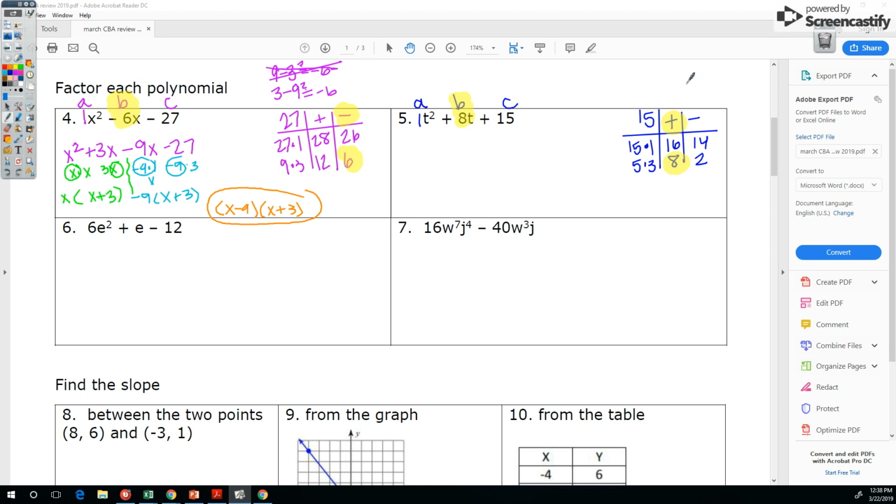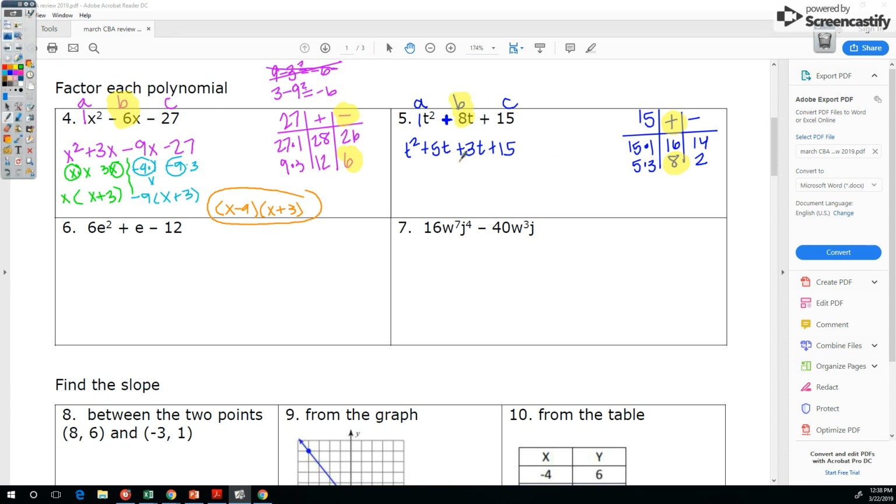So I know the signs need to be the same, and they need to match the B. Well, the B is positive, so they're both going to be positive. So t squared plus 5t plus 3t plus 15. And again, just like the last example, you could put the 3t first, or you could put the 5t first. That part doesn't matter.